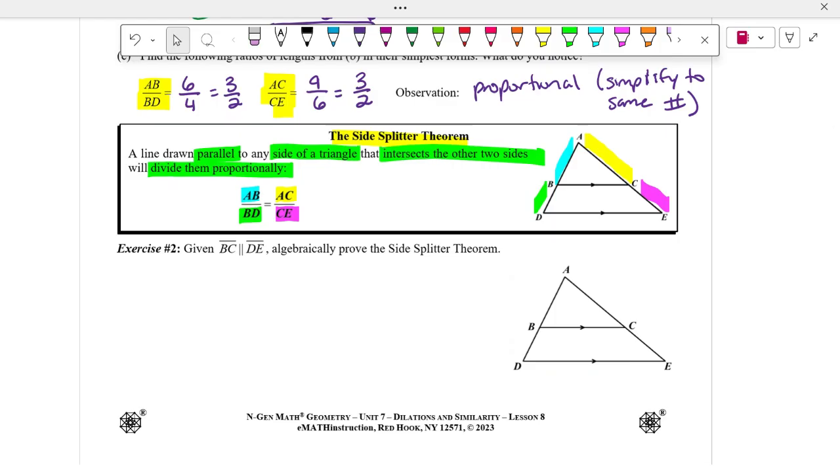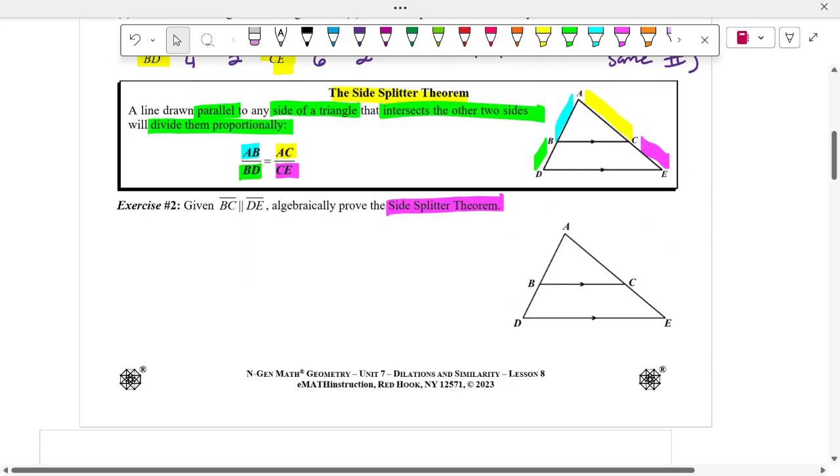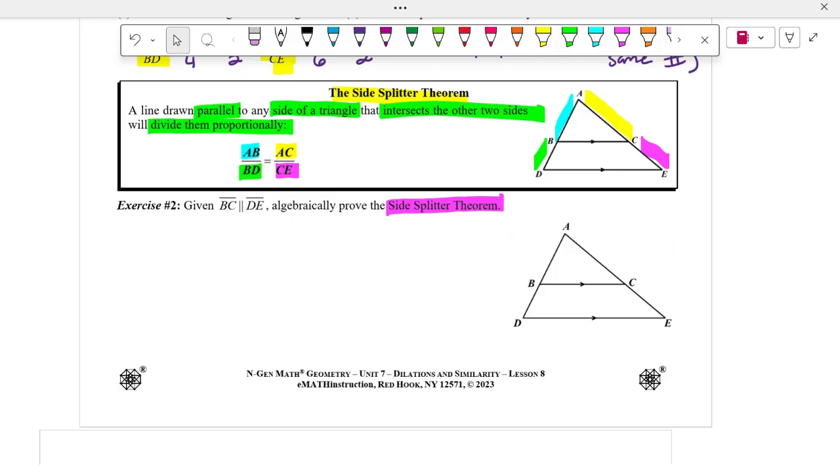Given that BC is parallel to DE, we're going to show algebraically that the side splitter theorem works. First off, we have to show that these two triangles are similar, which we can do using what we did in the very first problem.